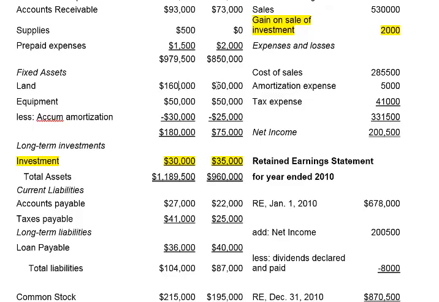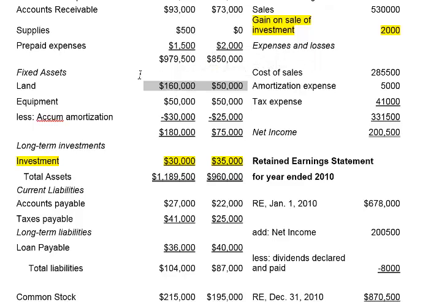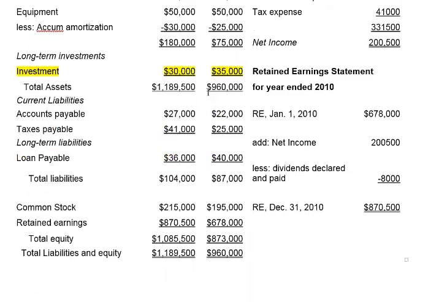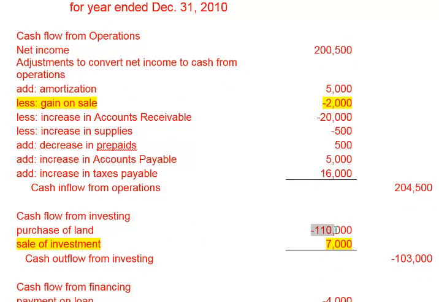But you did. The only way you could have done this is to pay cash, because we didn't tell you that you bought land and you incurred a note payable or a loan payable. So you have to assume that you paid for the whole thing in cash, right? So that's how we know. So we know that we paid cash for land, $110,000. So that's why we've got it here in our cash flow statement as an outflow.